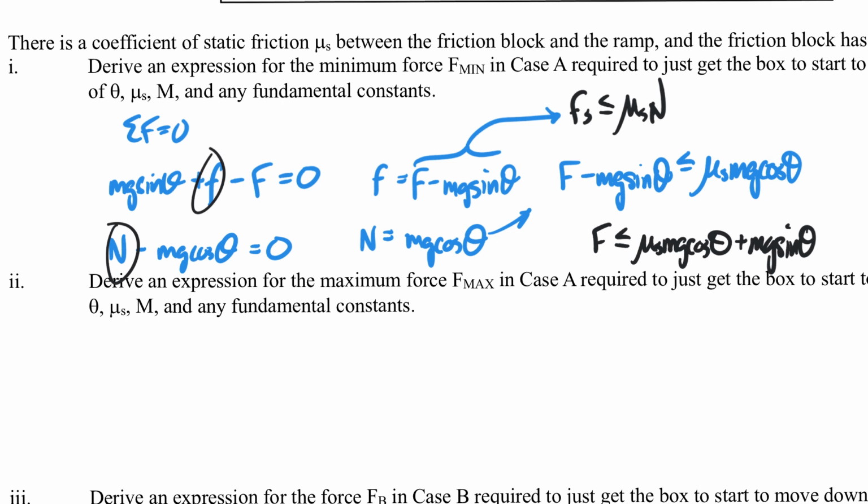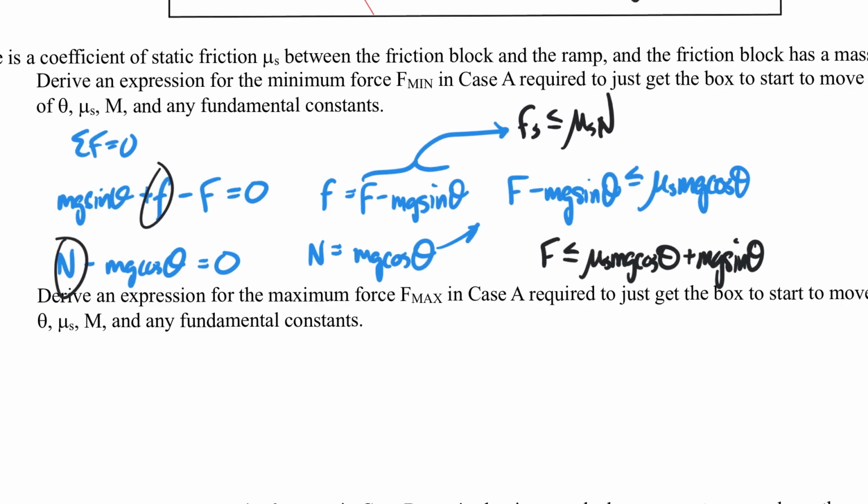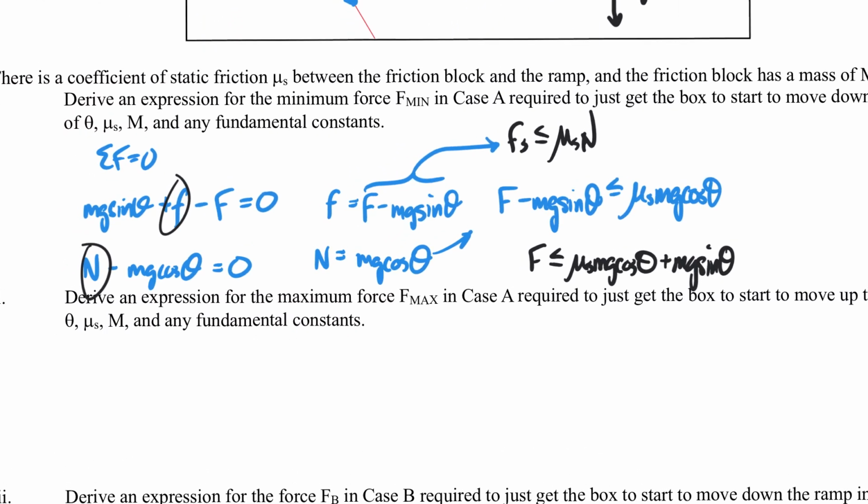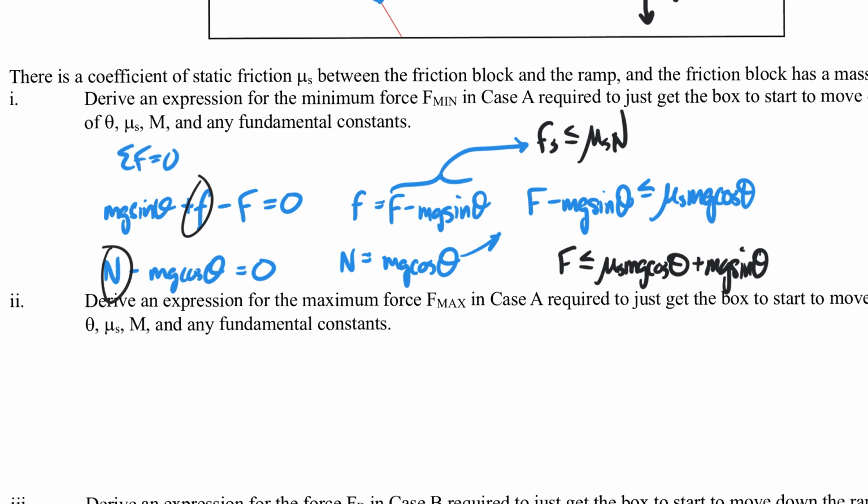Are you seeing the problem here? Because I know what I did. I made an assumption. And that assumption is that the fan was blowing strong enough that it was trying to push itself up the ramp. Right? And it says, derive an expression for the minimum force in case A required to get the box to start to move down the ramp in terms of theta, mu, m, and any fundamental constants.